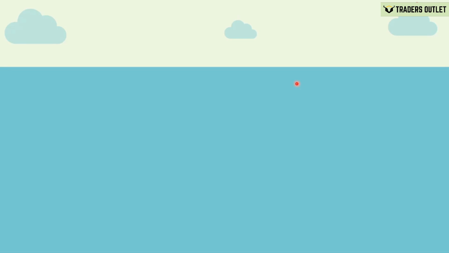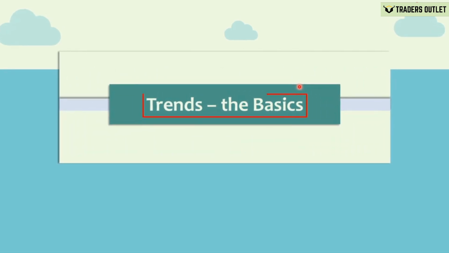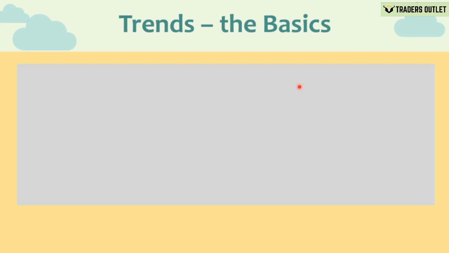So let's start with the first chapter, which is trend, the basics. What is a trend? Trend is a directional movement. You may have heard words like uptrend, downtrend, or trending markets. This is basically a market or prices moving in a particular direction, either upwards or downwards, or just flat.